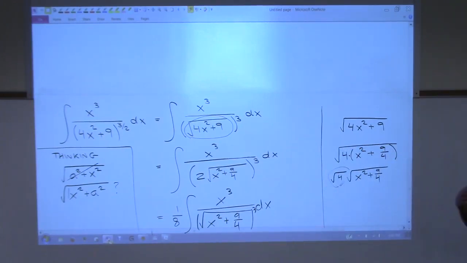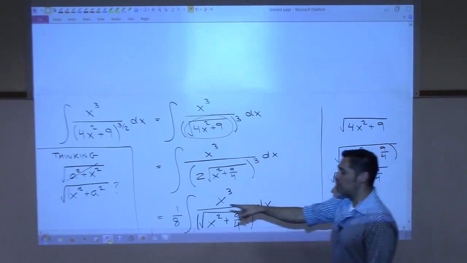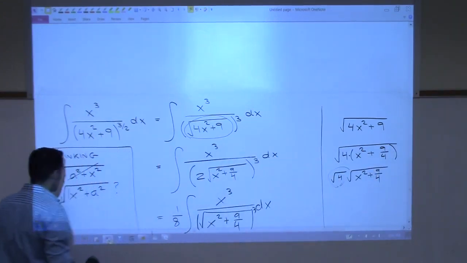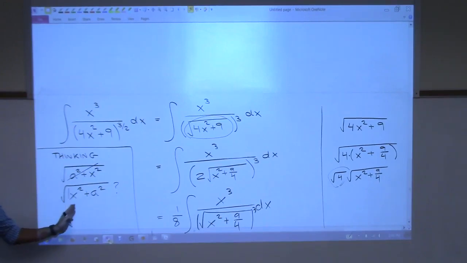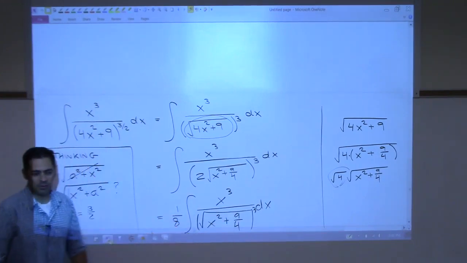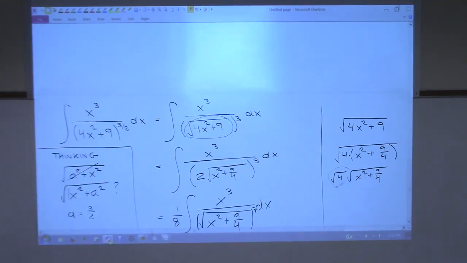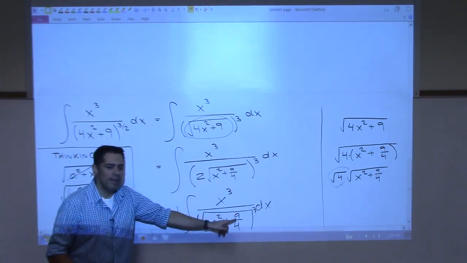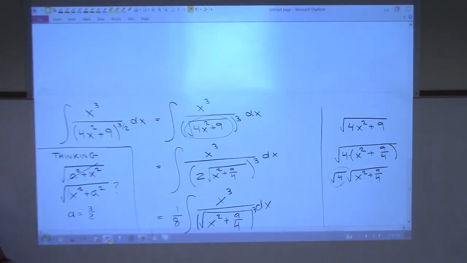All right, now I am ready to make the trigonometric substitution, because now it does look like this, right? I have a square root. I have 1 in front of x squared plus a squared. What's a? 3/2. A is going to be 3/2. It's the square root of the 9/4. A squared is 9/4, so a is the square root of it, which is 3/2.